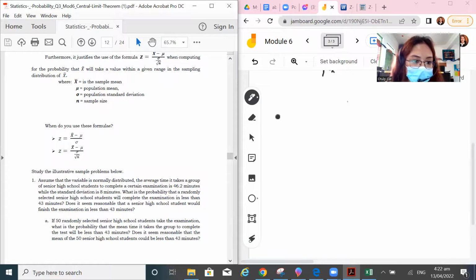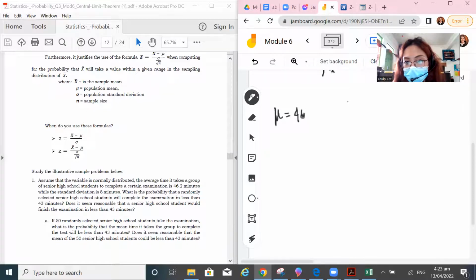So, assume that the variable is normally distributed and the average time it takes a group of senior high school students to complete a certain examination is 46.2 minutes, while the standard deviation is 8 minutes. So, from this application in the problem, we are given the population mean, which is 46.2 minutes.